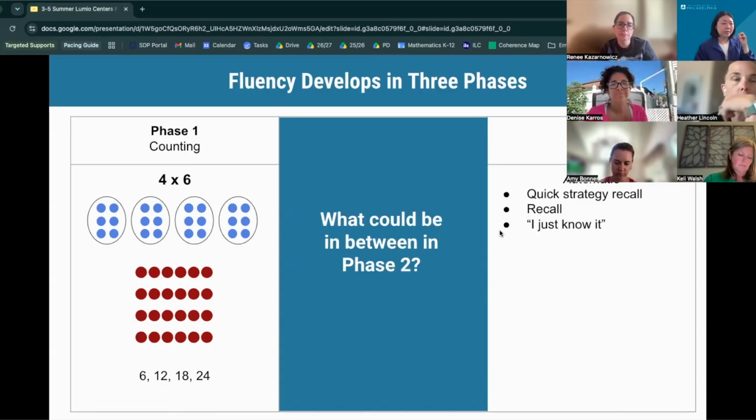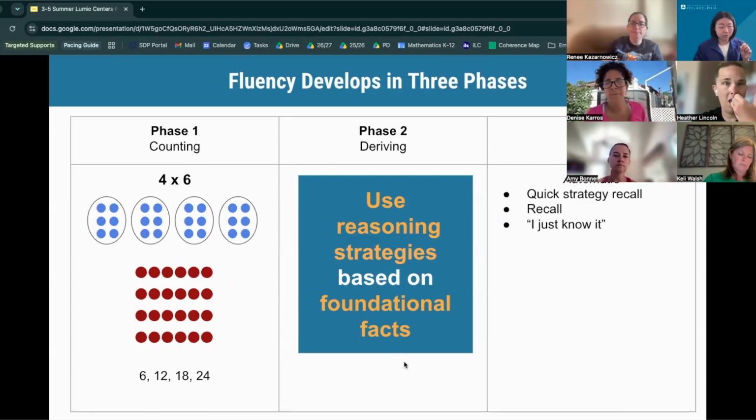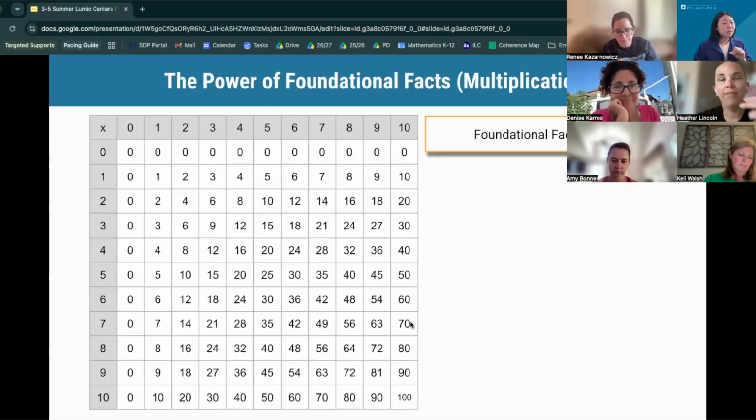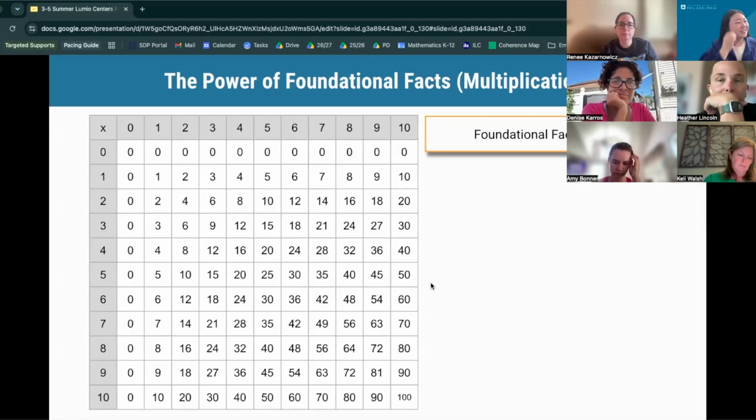What helped me then was thinking that there is this middle step, phase two. What is that middle step? The middle step of phase two is when students use their reasoning strategies based on foundational facts. Let's go into a little bit about what we mean by foundational facts. Here is a multiplication chart of all of our facts from 0 to 10. On top, we have our factors in gray and on our left, and then in these white boxes are our products. For example, this 20 over here is our product of 4 and 5.